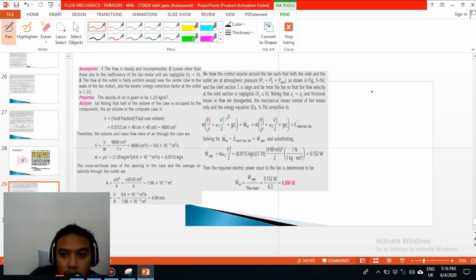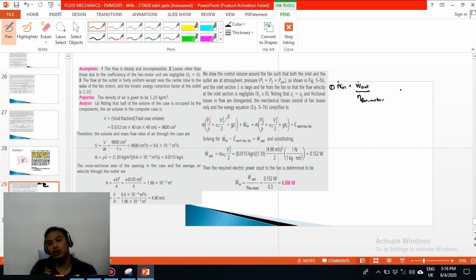Okay. Based on the question, we need to find the motor's electrical power. So W dot in of the motor is equal to, first you need to put the final equation to be used, W dot in divided by W dot out. W dot in is equal to W dot out divided by the efficiency of the motor. We know that the efficiency of the motor is equal to 30%, or 0.3. So we need to find W dot out.